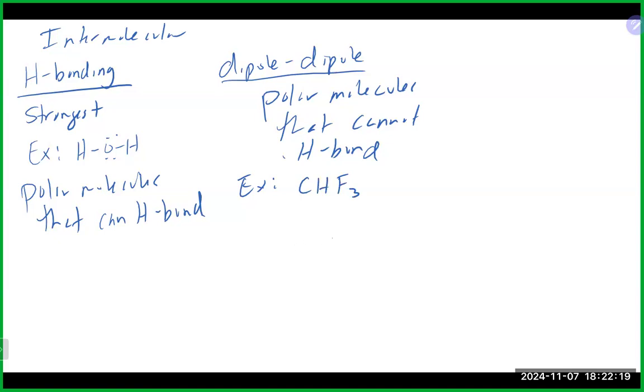So for example, if you draw something like CHF3, it looks something like this. This is a symmetrical geometry, that is tetrahedral. The problem here is they are not all the same on the outside. So even though in a symmetrical geometry, if they're all the same, it's nonpolar, in this case this would be a polar molecule, because everything on the outside is not the same. So this guy would do a dipole-dipole interaction.